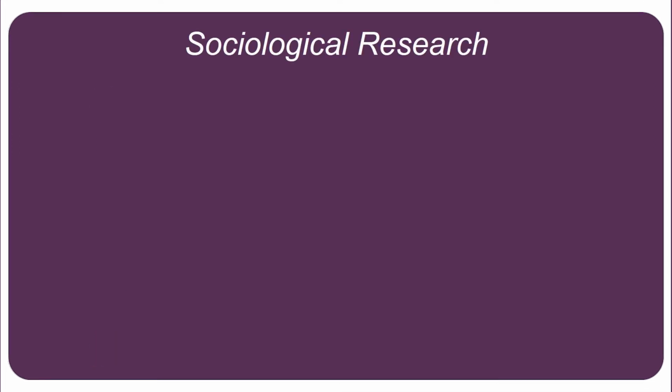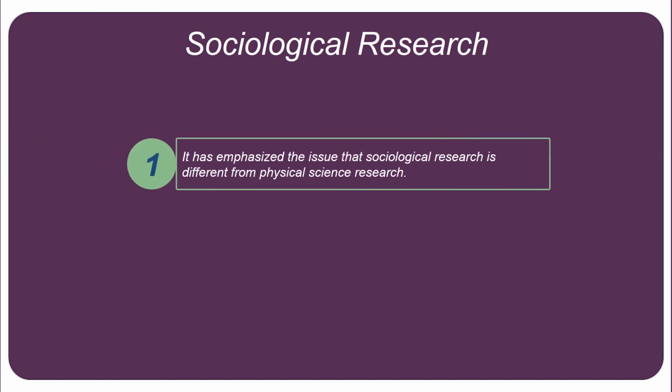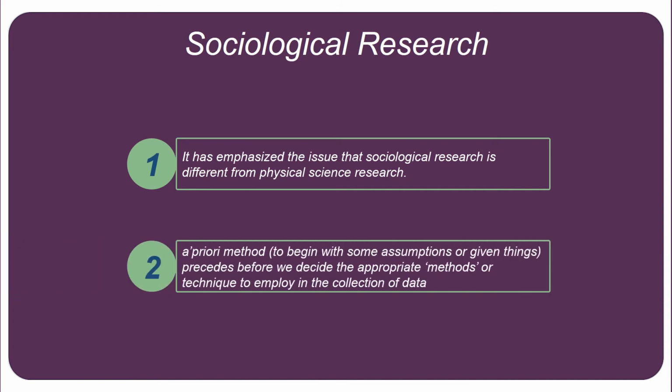Sociological research has, however, specific aspects clearly. First, it has emphasized the issue that sociological research is different from physical research. Second, a priori method, to begin with some of the assumptions or as the given things, precedes before we even decide the appropriate methods or techniques to employ in the data collection.